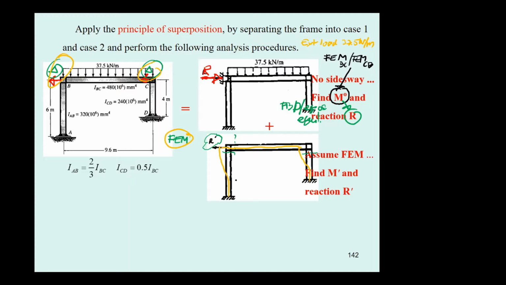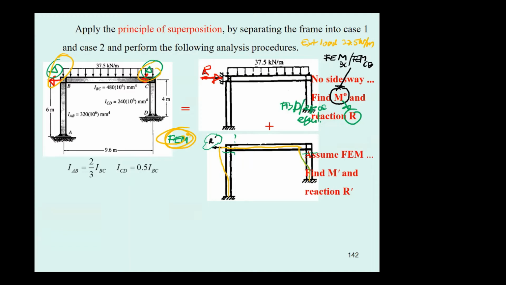For unequal length columns, the assumed fixed end moment is going to be a little bit complicated compared to equal length columns. For example, if you set the fixed end moment for this one to be 100, the fixed end moment that occurs here will be less than 100, because the stiffness that I just mentioned before of column AB is smaller than the stiffness of column CD. So you've got to do some calculation.